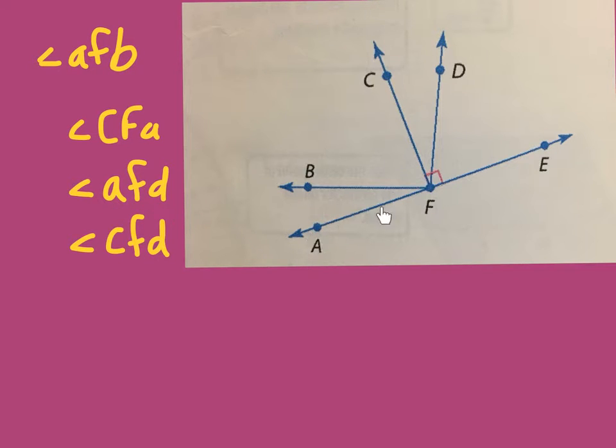AFD is an obtuse angle. And CFD is acute. Now the part of the instructions said to measure these with a protractor to the nearest degree. I'll show you how to do that. I don't have a protractor on my video. I could hold it up to the iPad, but you wouldn't be able to see it very well. So I'll tackle this one in class. Just practice on naming and classifying the angles for right now.